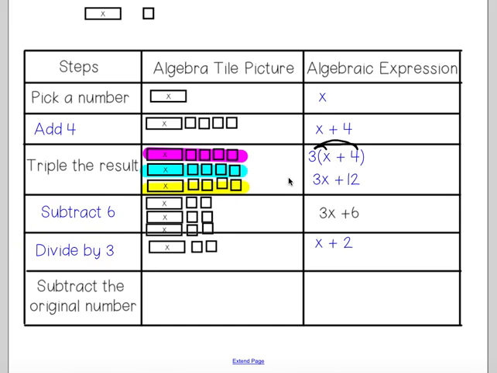Okay. Now, our last step tells us what the step is, which is subtract our original number. When we go back to the top, we had pick a number, and that number was x. So we're taking away our original number. So if we take away x from our x plus 2, all we are left with is 2. So our algebraic expression for this one is just 2. So there you have it. We have 3 different representations for our math magic tricks.